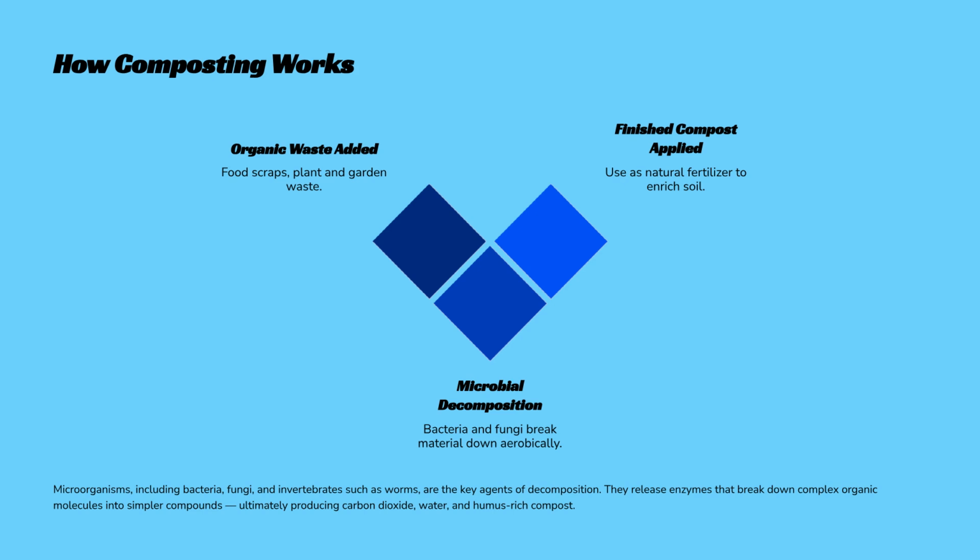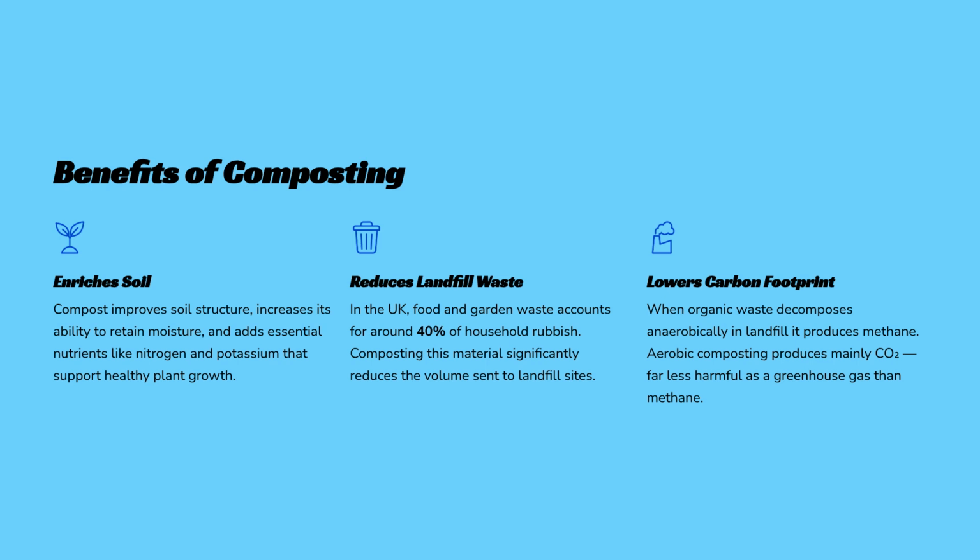Organic waste is collected and broken down by bacteria, fungi, and invertebrates through aerobic decomposition. The finished compost is then returned to the soil as a natural, effective fertilizer. Composting offers three major benefits. It enriches the soil, significantly reduces the volume of household waste sent to landfill, and lowers our carbon footprint by avoiding the methane produced in anaerobic landfill conditions.